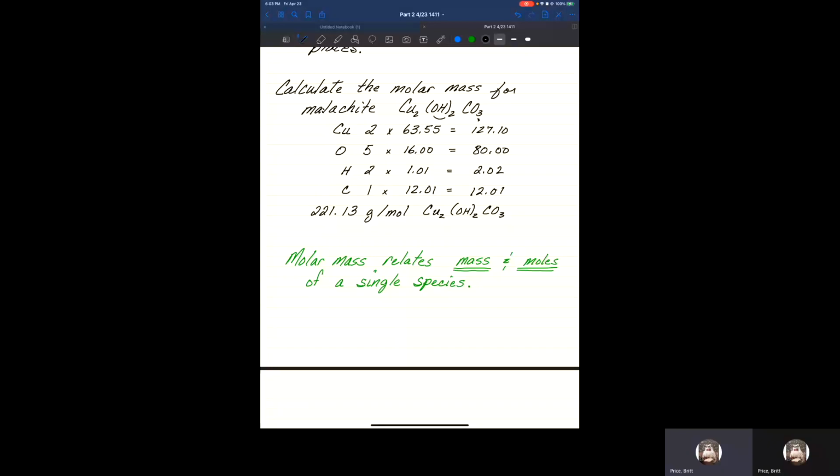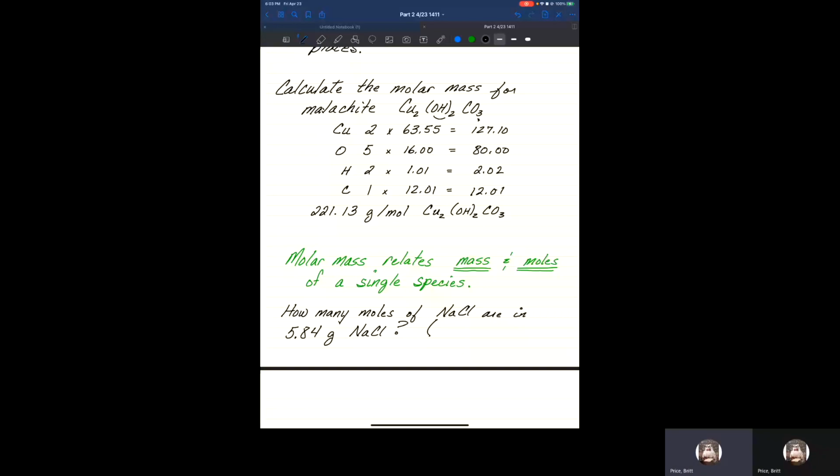This means we can ask questions such as, how many moles of NaCl are in 5.84 grams of NaCl?